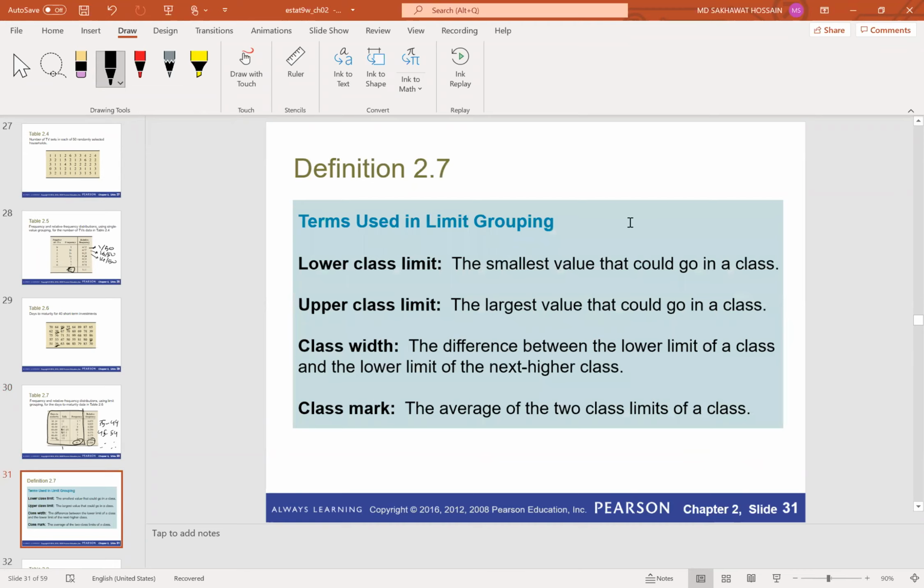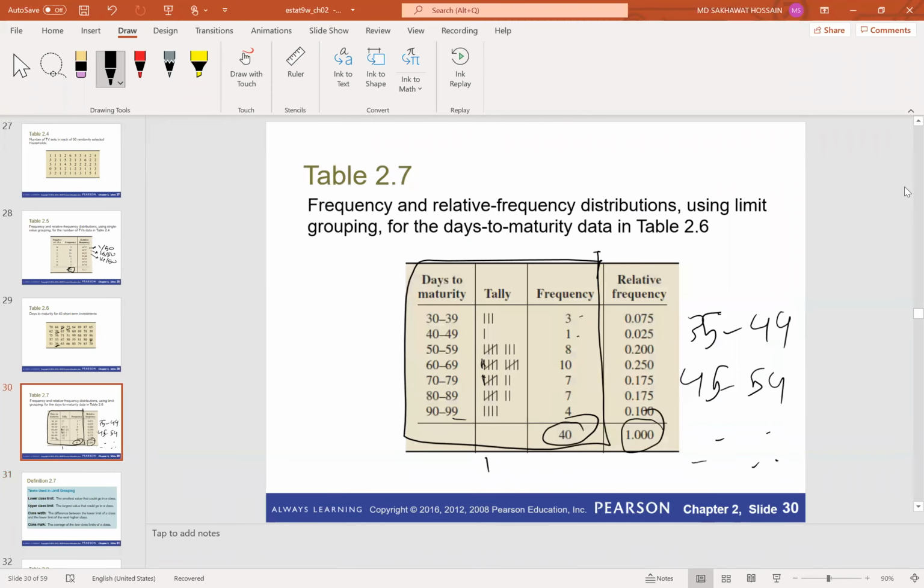Okay, so here are the related terms in limit grouping. First, the lower class limit. What is the lower class limit? The lower class limit is the smallest value that could go in a class. Each group is called a class. So this is the first class, this is the second class, this is the third class, and this is the fourth class, this is fifth, this is sixth, this is seventh.